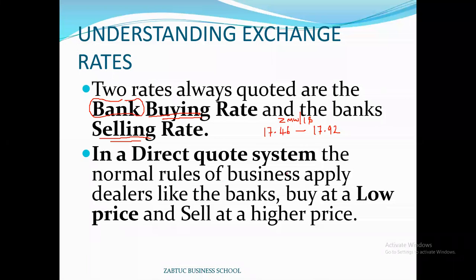I've made the statement here that the normal rules of business apply. A dealer like the banks buys at a low price and sells at a high price. It makes sense then that a bank would be buying $1 at 17.46 from one customer and selling to the next one at 17.92. So this one is not a problem; it's straightforward. The normal rules of business do apply. Whatever business you are in, you order items at a low price and sell at a high price to make your profit, isn't it? The difference reflects your profits. So if you're in a direct quotation system, there are no issues. It's a no-brainer. The bank's buying rate and selling rate are so straightforward. That is a point that we want all of you to pick.